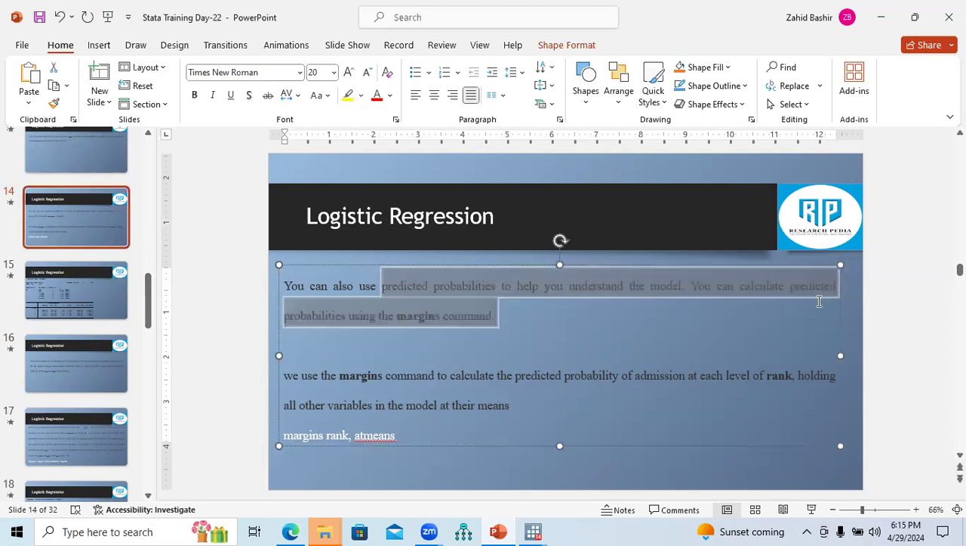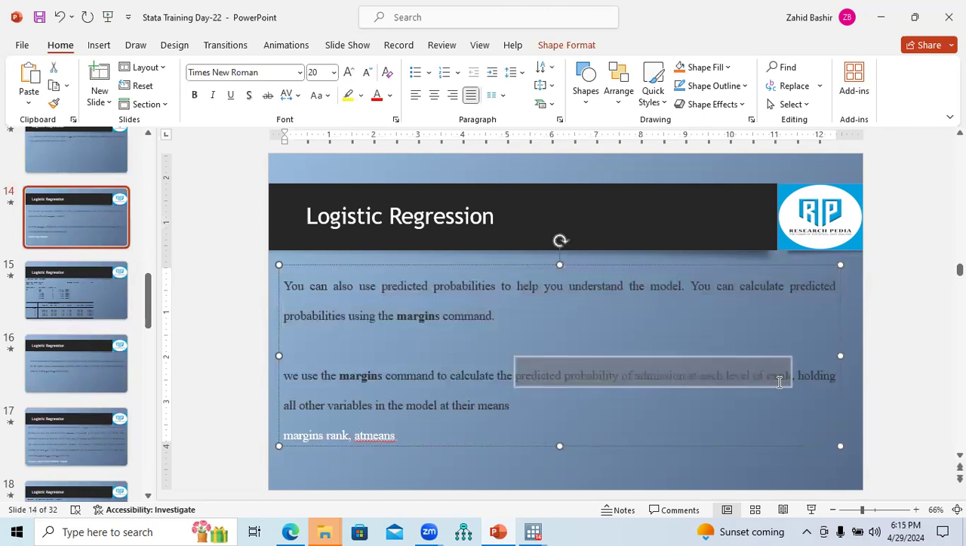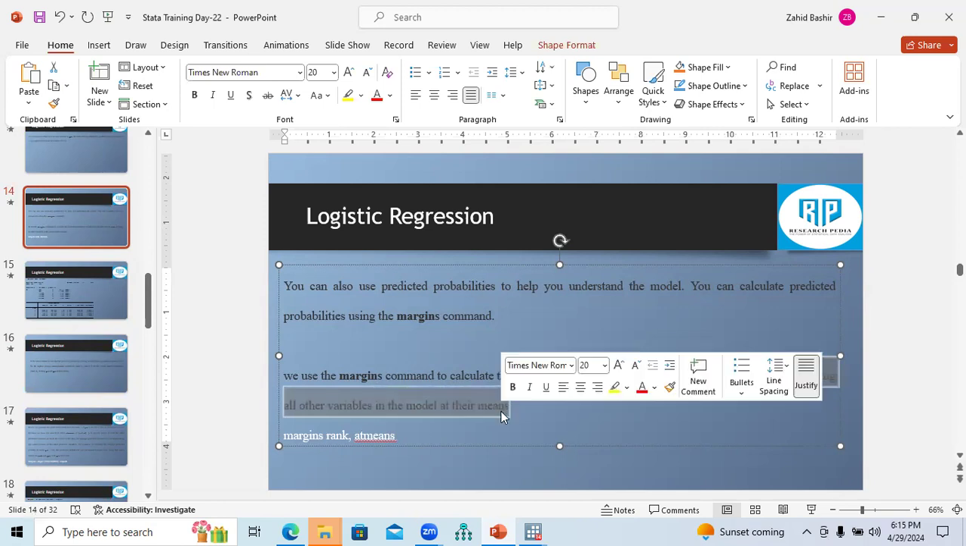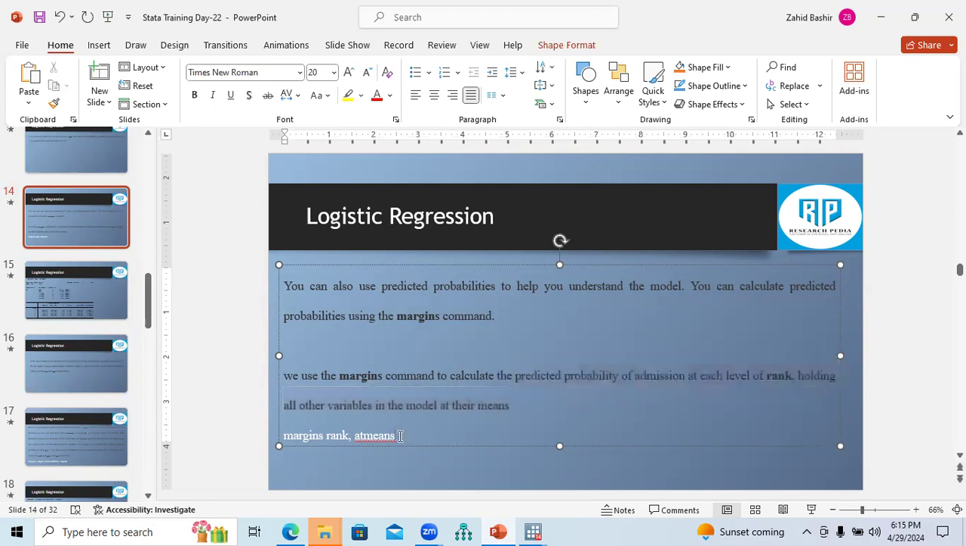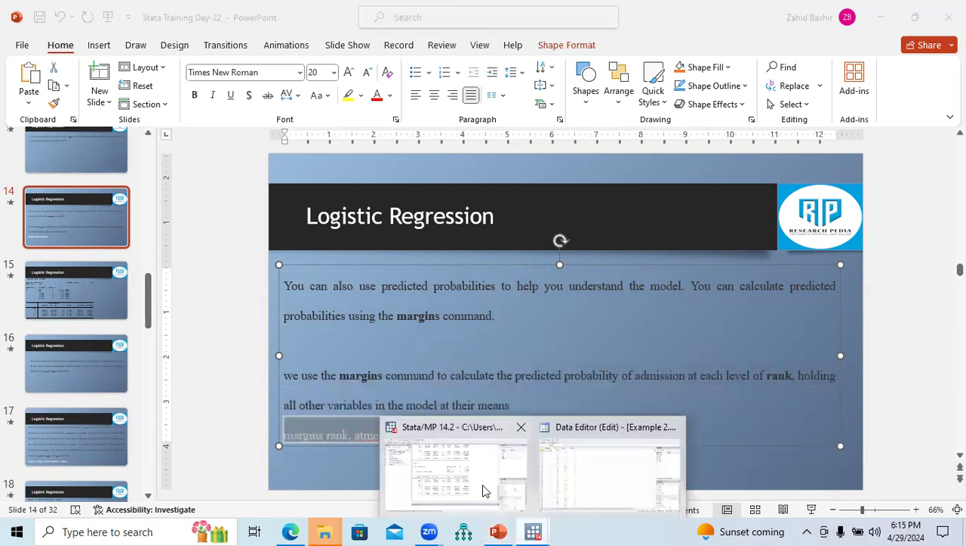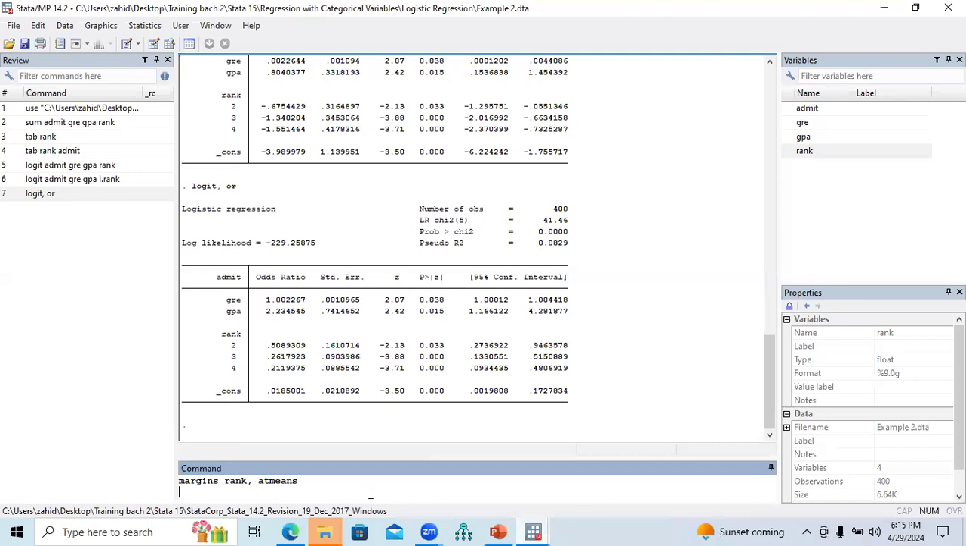You can calculate predicted probabilities using the margins command. So there is a margins command that you can use to predict the probability of certain things. We can use the margins command to calculate the predicted probability of admission at each level of rank, holding all other variables in the model at their means. So this is the command that we should use for our categorical variable rank in order to create the margins.